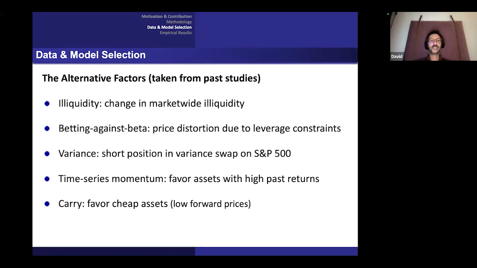Then you have betting against beta that exploits distortion due to leverage constraints. So here the idea is to have a factor that potentially captures leverage exposure. And we know that hedge funds use leverage a lot. We have the variance factor that is a short position in a variance swap on the S&P 500. So here, this is a factor that acts a bit like an insurance, and that will be capturing any exposure to options. And we know that hedge funds are very often using options either to hedge or to boost their performance.